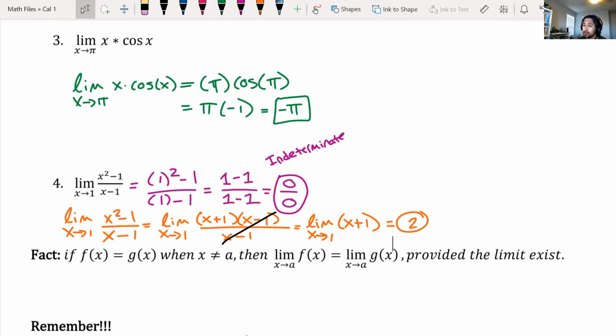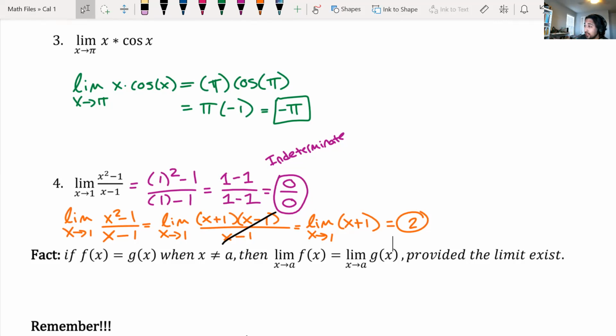The little sentence below says fact. If f of x equals g of x when x does not equal a, then the limit of f of x equals the limit of g of x, provided the limit exists. Basically, what that means is that when you get an indeterminate form, you go back, factor, and reduce the function. So f of x becomes g of x, the reduced function, and on that reduced function, the limit will exist, such as we did in number 4.